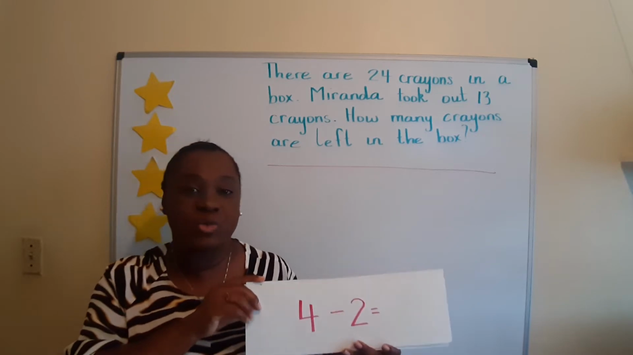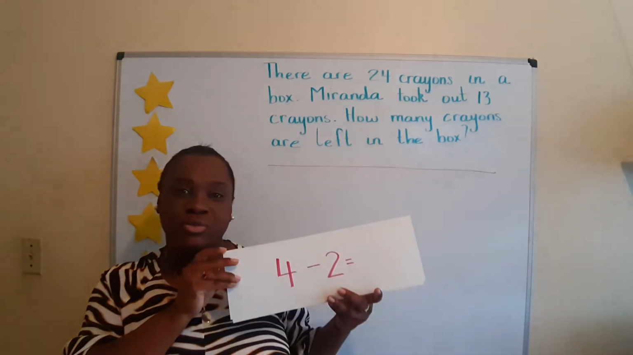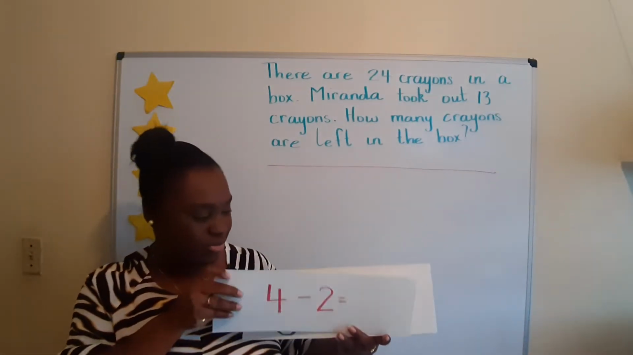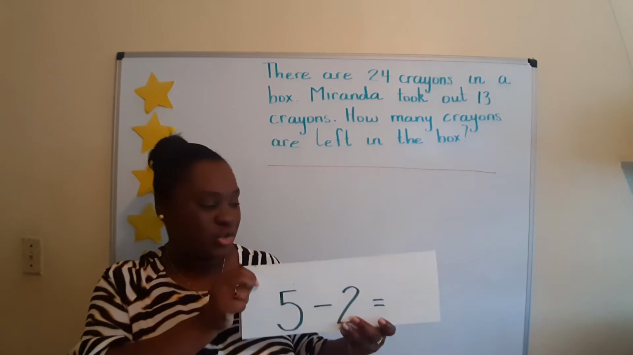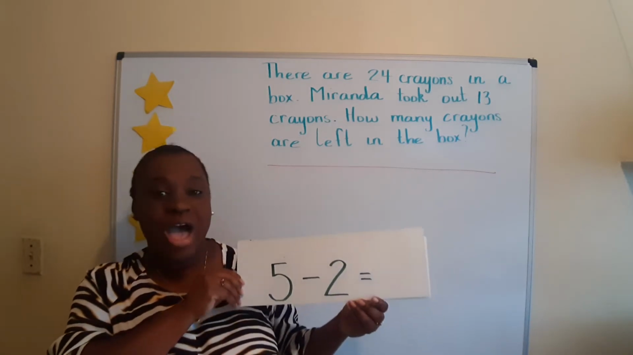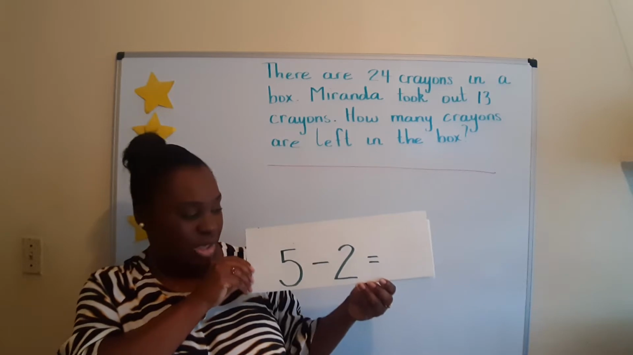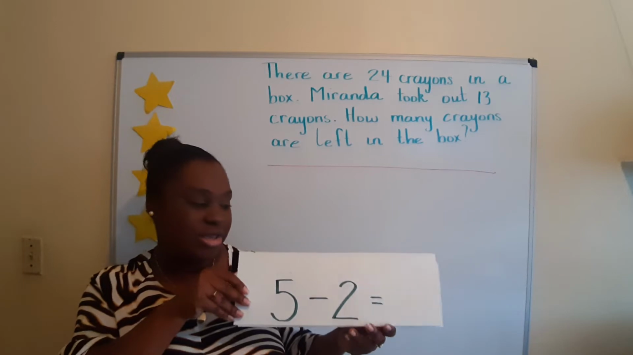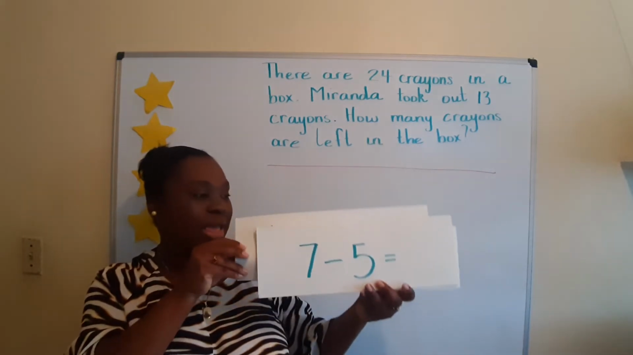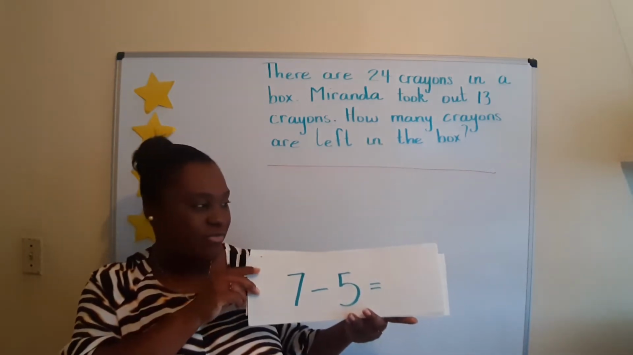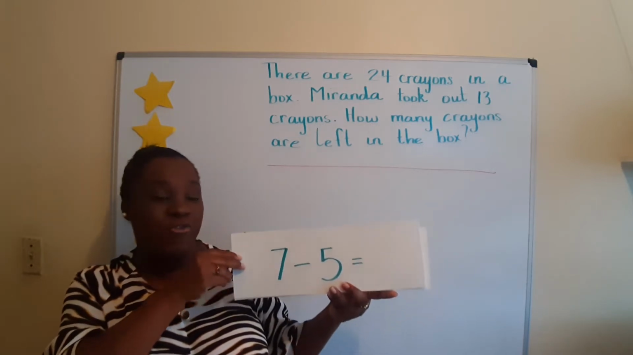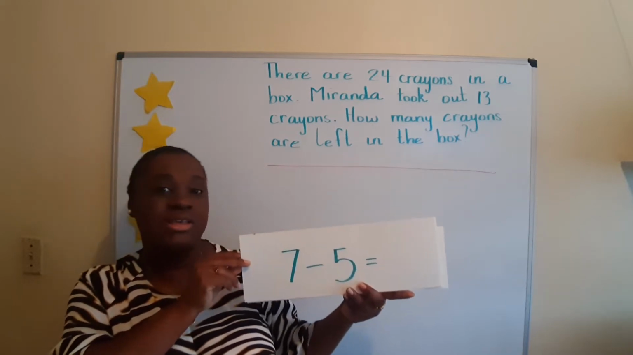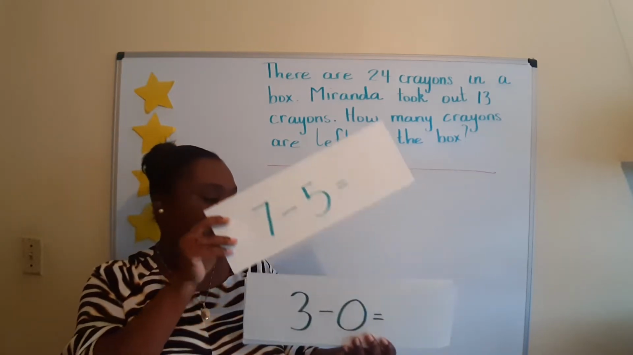4 take away 2. What is 4 take away 2? 2. Awesome. 5 take away 2. 5 take away 2 leaves us with 3. The difference is 3. 7 take away 5. What is 7 take away 5? 7 take away 5 is 2. Good job.